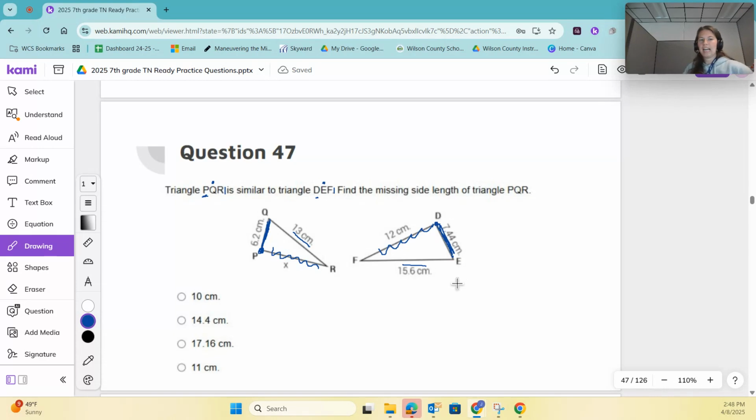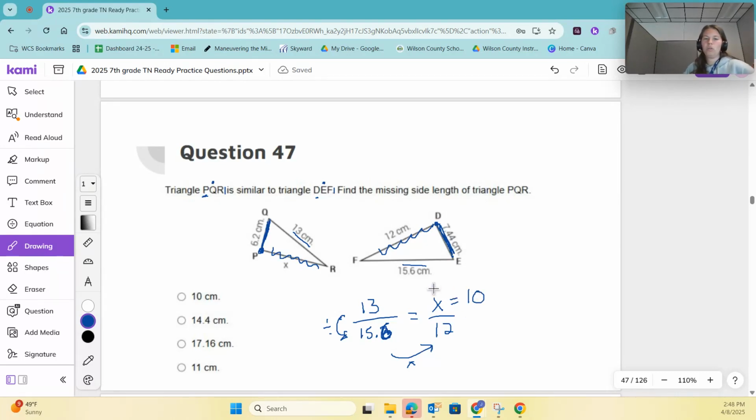And then the 13 and the 15 would go together. Now, when we're finding missing side lengths, we're using ratios. So my ratio of x is going to go to the 12, x over 12, which is going to mean 13 over 15.6. Then I'm just going to use my calculator and do some division and multiplication. I'm going to do 13 divided by 15.6. That tells me 0.83 for every one. I'm going to multiply that by 12, because I divide here and then multiply. And that is going to give me x equals 10.